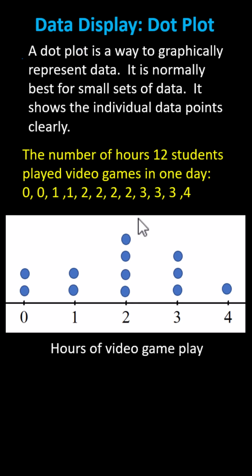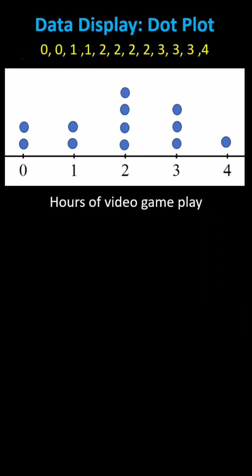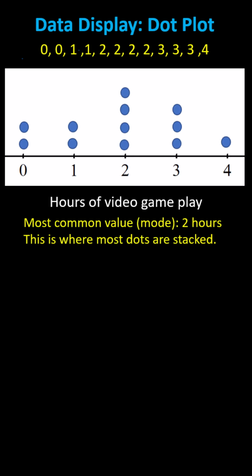Now while we're here, let's also find some other statistical measures of the data. Let's begin by determining the mode. The mode is the data value that occurs the most, or the most common data value, which we can see from either the list or the dot plot. The mode is 2. This is where most of the dots are stacked.